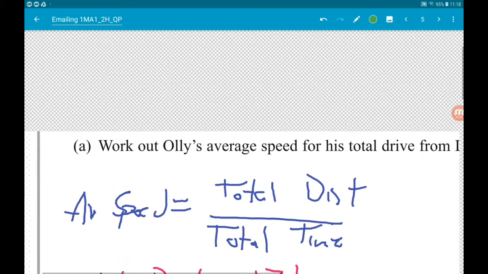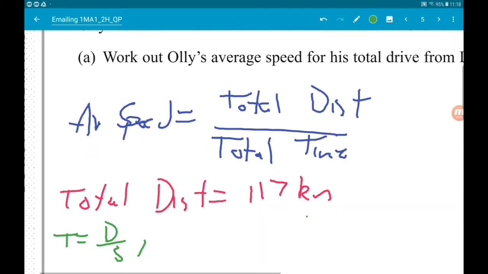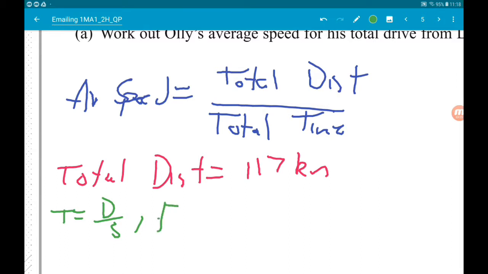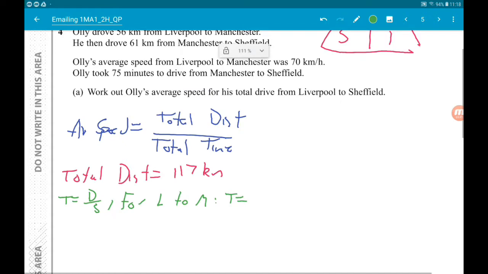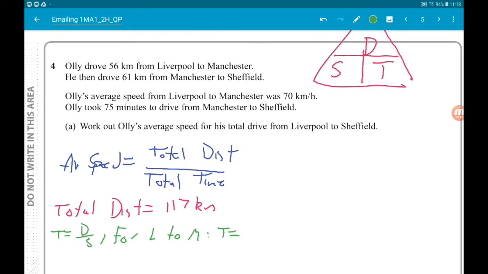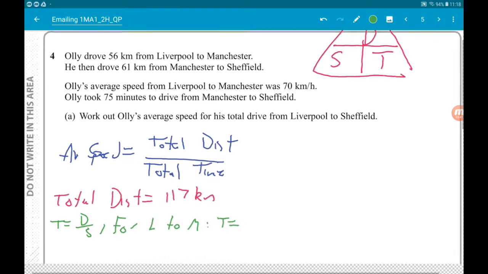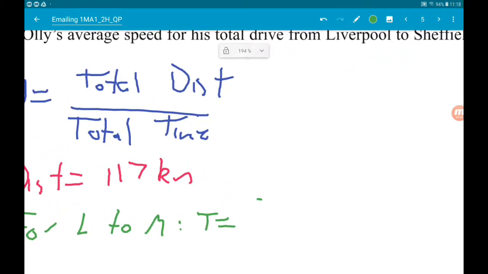So for Liverpool to Manchester, his time was 56 divided by 70. Now that gives us 0.8 hours.